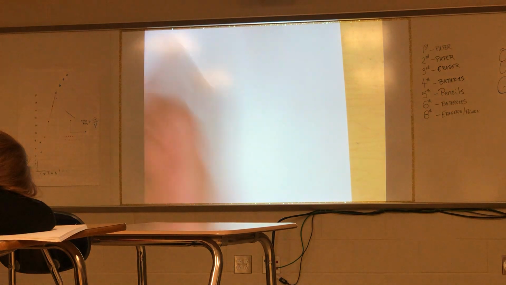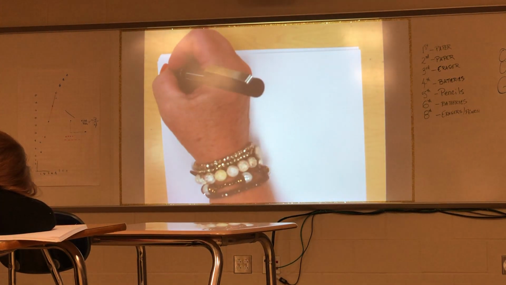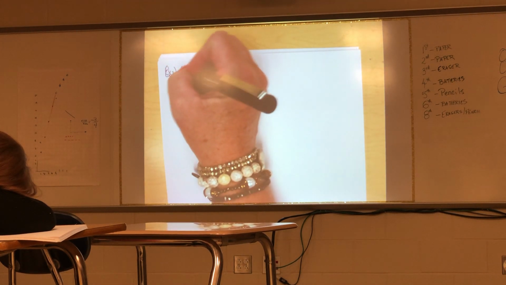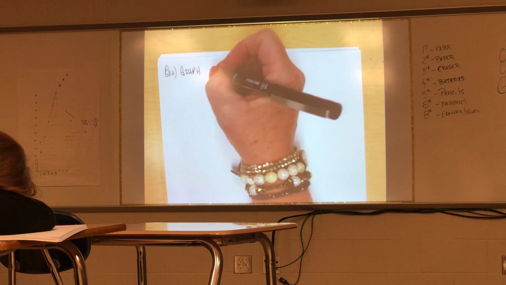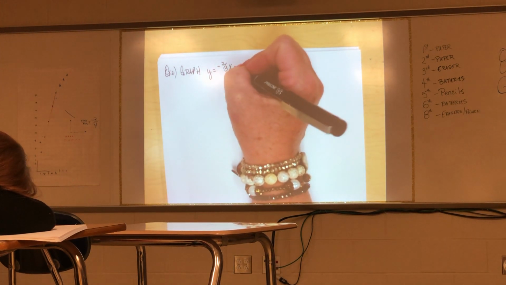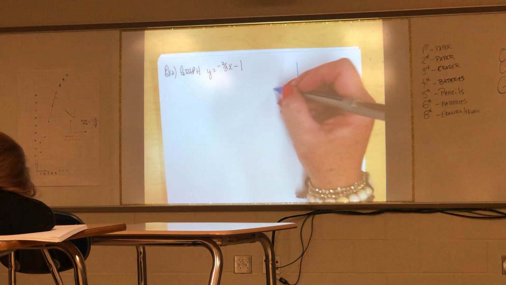Okay. So one last problem for the graphing, and then we're moving on. So graph, this is example 2. Graph y is equal to -2/3 x minus 1. Okay? Graph that. I'll give you a minute.